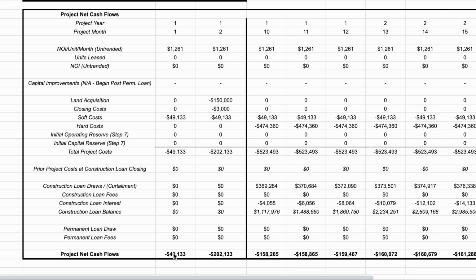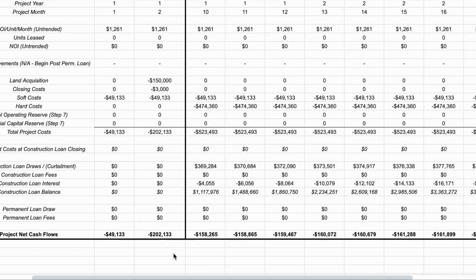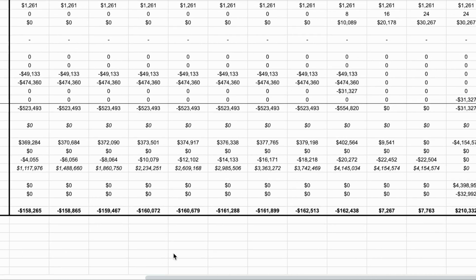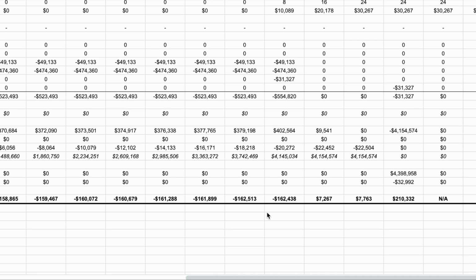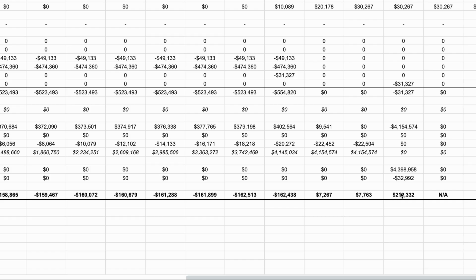So you see down in the bottom the project net cash flows. So in each month, how much cash is going out, in this case negative numbers, as opposed to how much cash is coming in. Ultimately settling with the refi where the permanent loan closes out the construction loan balance.